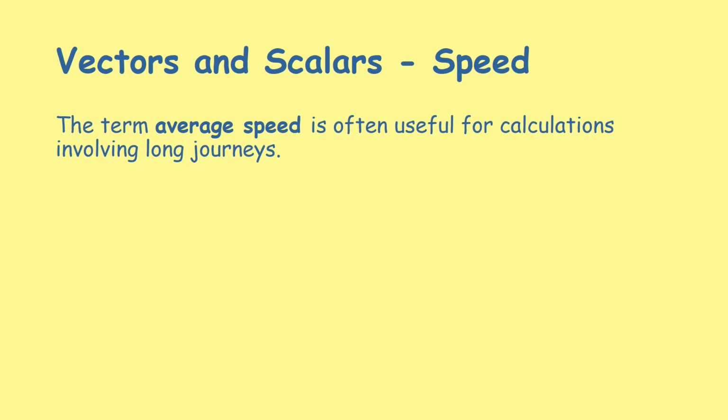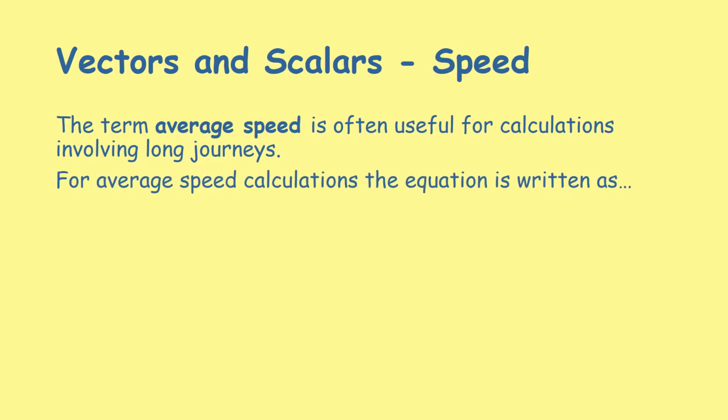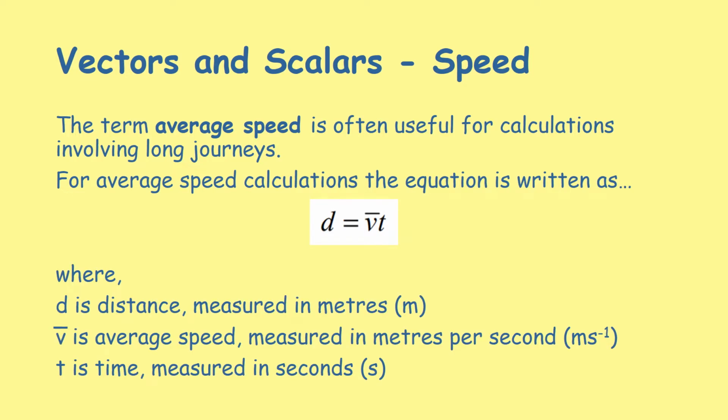The term average speed is often useful for calculations involving long journeys. For average speed calculations, the equation is written as d equals v bar t, where d is the distance measured in meters again, v bar is average speed measured in meters per second, and t is time measured in seconds. So you can see distance and time have stayed exactly the same, but the speed now has a line across the top of it. This just denotes that it's average speed. That's all that line means.